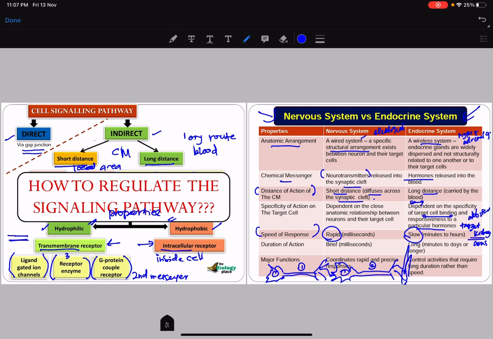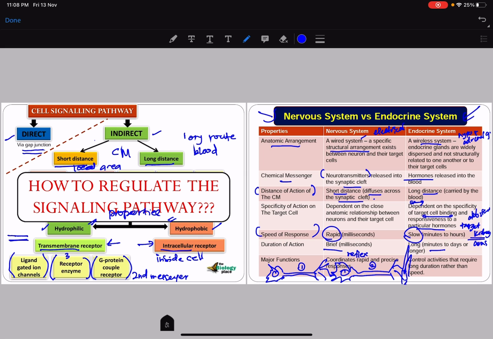Duration of action. The duration of action for the nervous system is very brief, whereas the endocrine is longer, can be minutes to days or much longer than that. Okay, the major function of the nervous system is to coordinate rapid and precise responses. So let's say, like a rapid movement reflex.